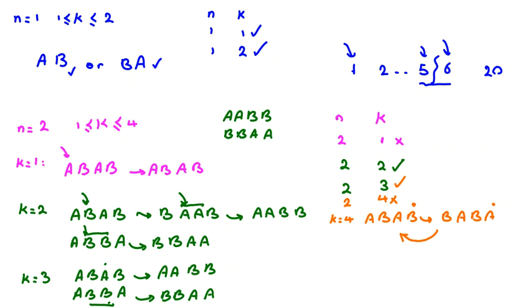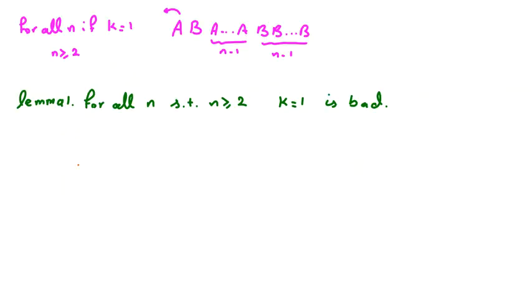Let's write the things we reached. For N1, all of them are good. For N2, K1 and K4 are bad. So for N, K: N1, K1 and N1, K2, all of them good. For N2, K1 is bad. For N2, K2 is good. For N2, K3 is good. For N2, K4 is bad. Okay, now let's consider this case.